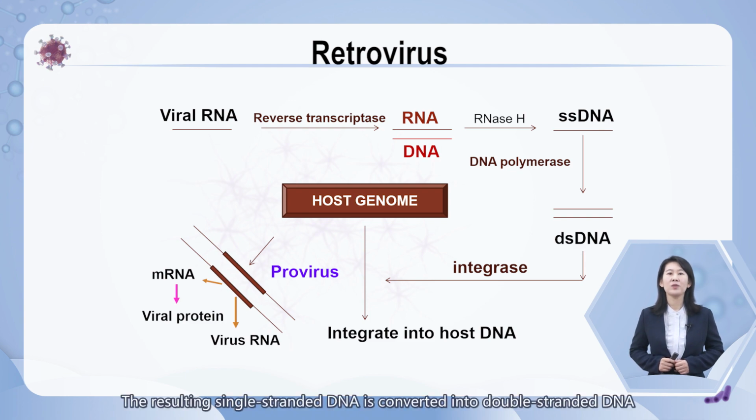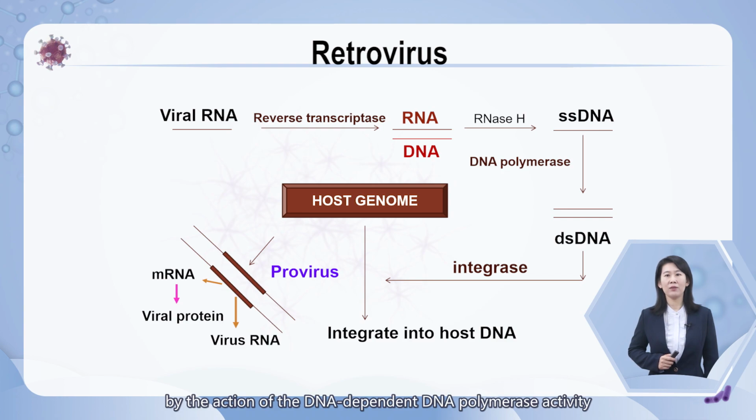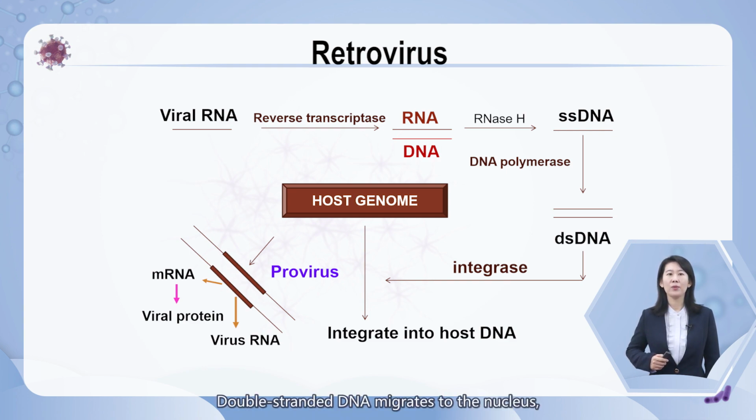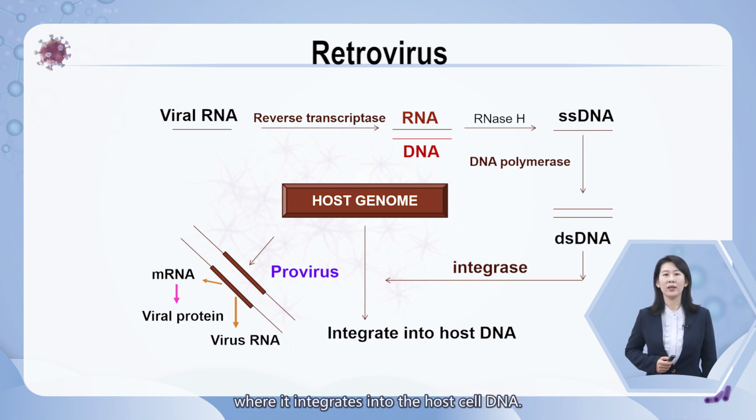The resulting single-stranded DNA is converted into double-stranded DNA by the action of the DNA-dependent DNA polymerase activity of the same reverse transcriptase. Double-stranded DNA migrates to the nucleus where it integrates into the host cell DNA. Integration is mediated by a virus-encoded integrase. The integrated viral DNA is called provirus.